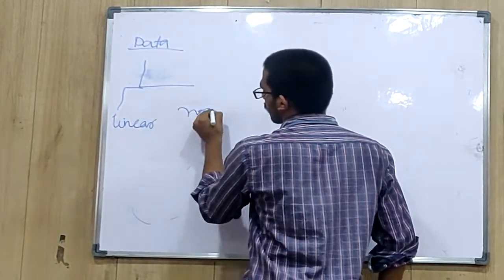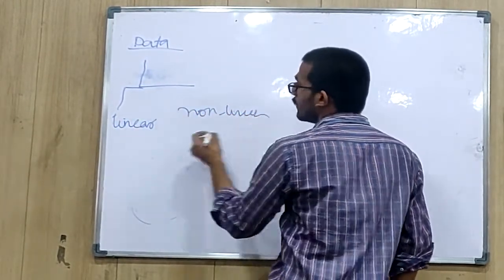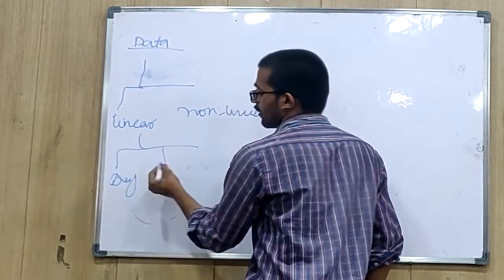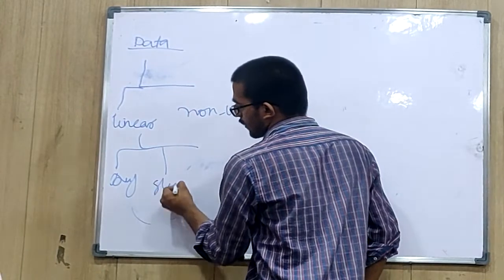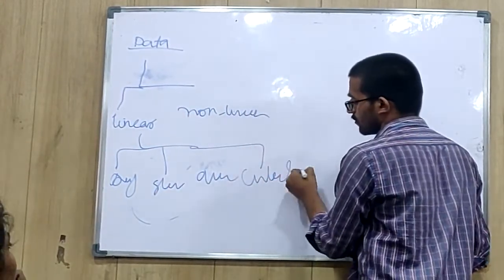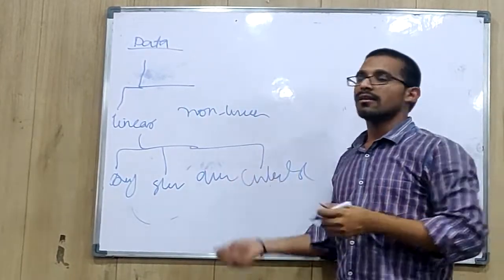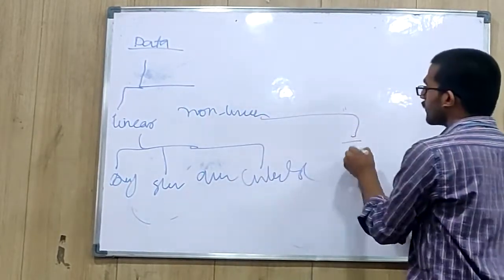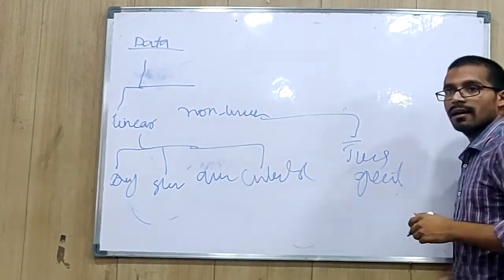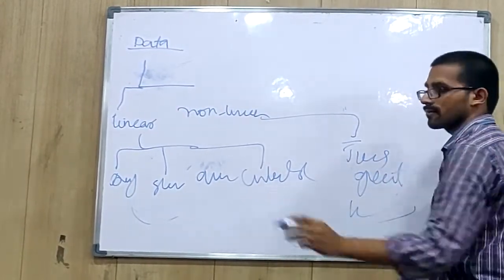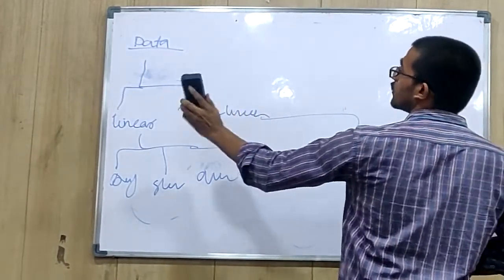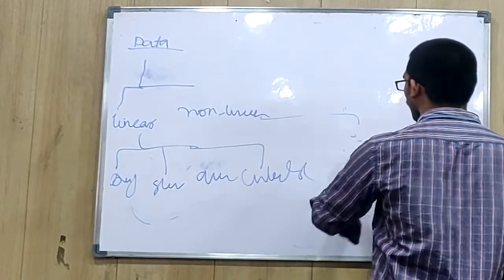Linear, non-linear. In linear we have array, stack, queue, linked list. In non-linear we have trees, graphs, hash data. This is what the data structure is. It is divided into two types, linear and non-linear.